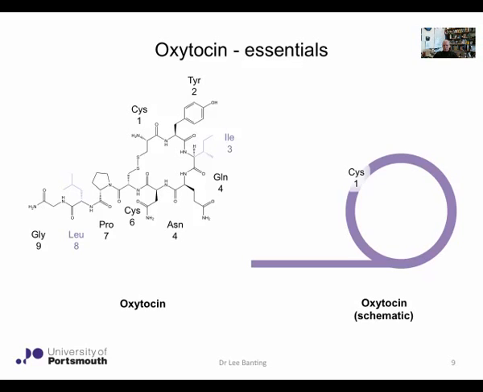So we have the cysteine residue at 1, like we mentioned before, tyrosine 2, isoleucine 3, glutamine 4, asparagine 5, cysteine 6, and that completes the cycle. Proline at 7, leucine at 8, and then the glycinamide, or terminal glycine residue that's turned into an amide, at 9, making our nonapeptide.